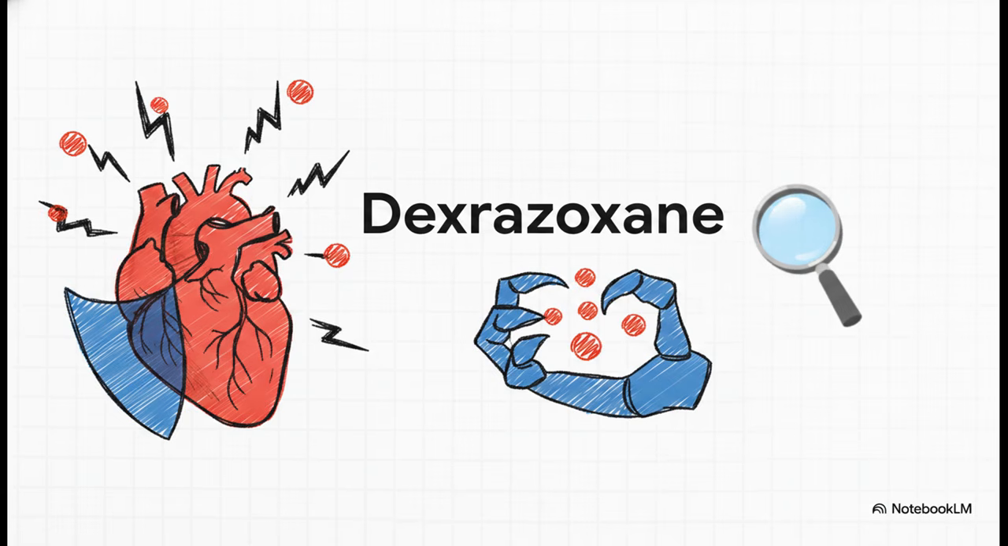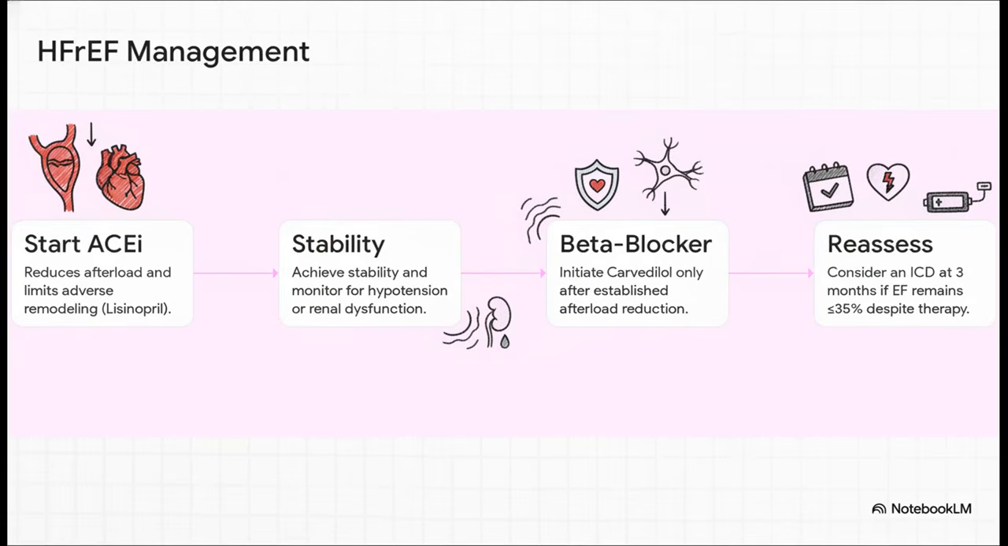to the infusion. So stepping back to our patient's management, here is the heavily tested, step-by-step timeline of guideline-directed medical therapy. Step 1. Start the ACE inhibitor, like lisinopril, to reduce afterload. Step 2. Achieve clinical stability, and you've got to monitor closely for hypotension or renal dysfunction. Step 3. Once they're stable, you add a beta blocker, like carvedilol, to mitigate chronic sympathetic stimulation.